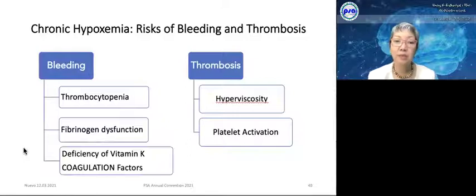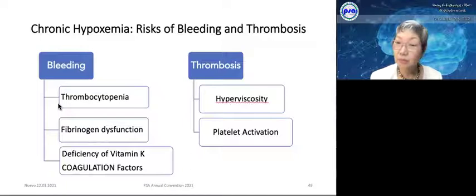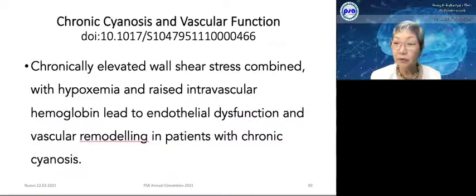Thus, congenital heart defects, especially in cyanotic patients, with chronic hypoxemia, can have additional problems of bleeding and thrombosis. Shown here are the various reasons for the bleeding: thrombocytopenia, fibrinogen dysfunction, and deficiency of the coagulation factors that affect the liver function. And thrombosis is because of the hyperviscosity, and also the platelet activation that happens. Furthermore, chronic cyanosis can affect vascular function. The vessels become dysfunctional in their endothelium. There can be vessel remodeling, and the patients are prone to vessel rupture.